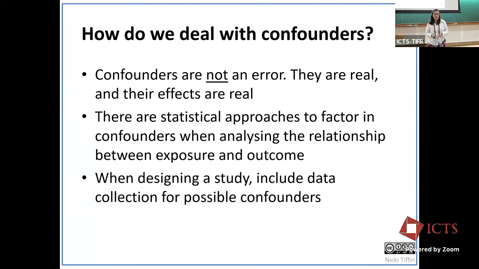So how do we deal with confounders? They're not an error, they're real and their effects are real. But there are statistical approaches to factor in confounders, which is exactly what we're talking about here in machine learning and in multivariate analyses. So when you design a study, you try and include data collection for as many possible confounders as you can. You have to work out what those are by reading other studies, using your biological or clinical knowledge, and looking at other publications. So you're really drawing on your domain knowledge and contextual knowledge to ensure that you measure potential confounders in your study.